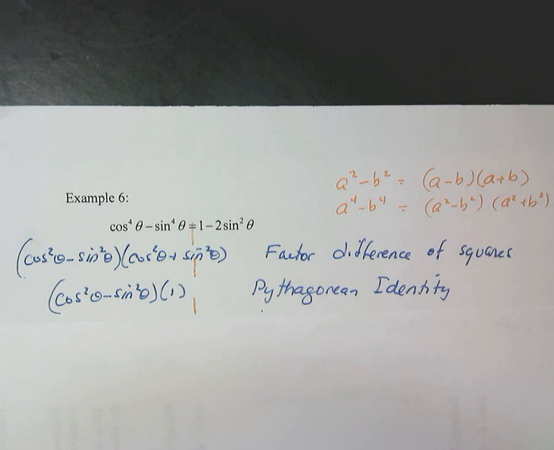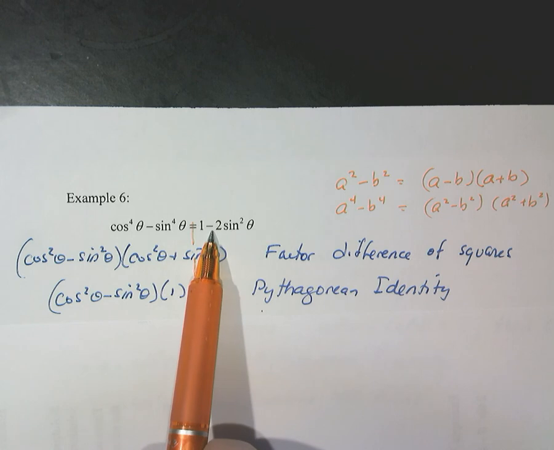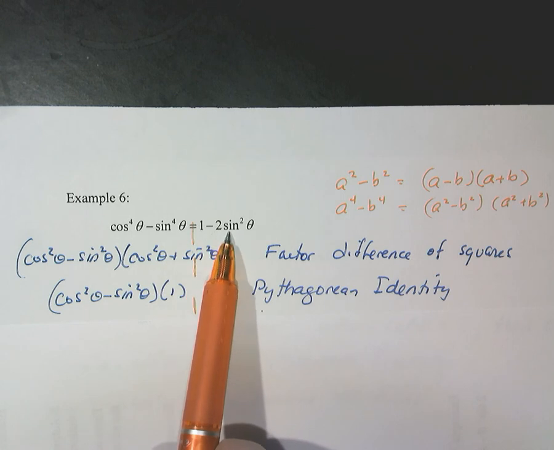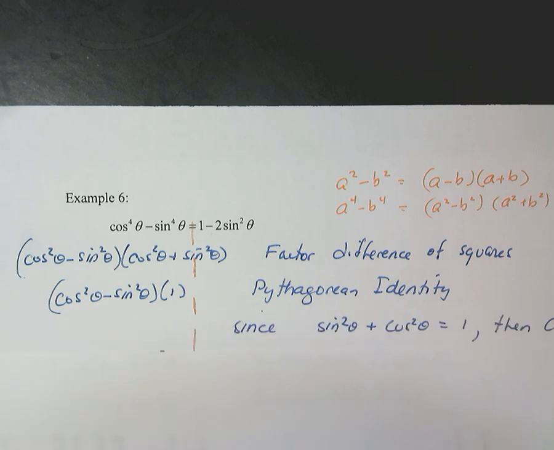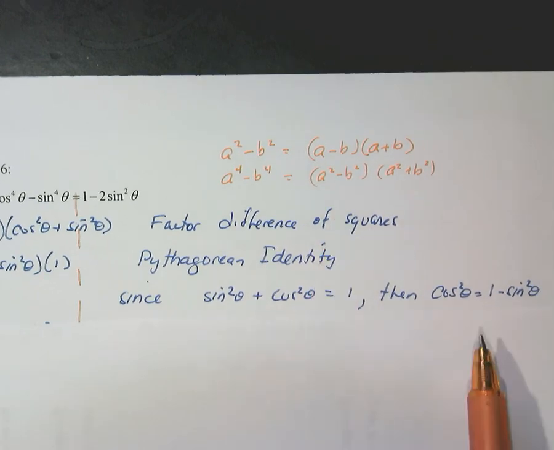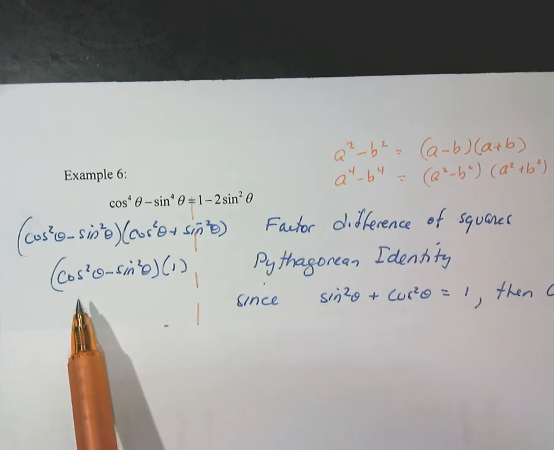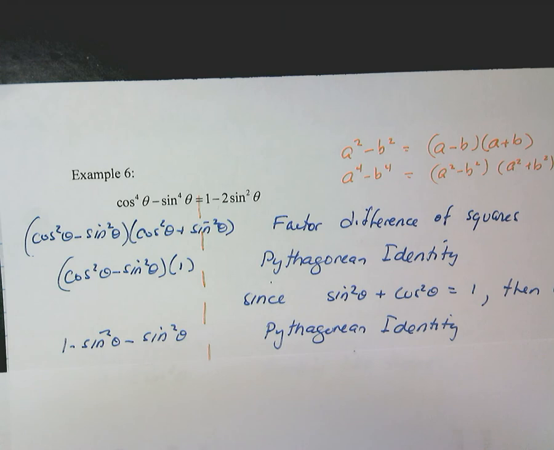And I'm not done yet. Always keep your eye where you want to go. I want to go to something with 1 minus 2 sine squared theta, so I have to get rid of this cosine squared theta. So I can do some manipulating of the Pythagorean identity. Sine squared plus cosine squared theta equals 1. If I were to subtract sine squared theta, I get cosine squared theta equals 1 minus sine squared theta. So I can replace this cosine squared theta with 1 minus sine squared theta. And that's using the Pythagorean identity.